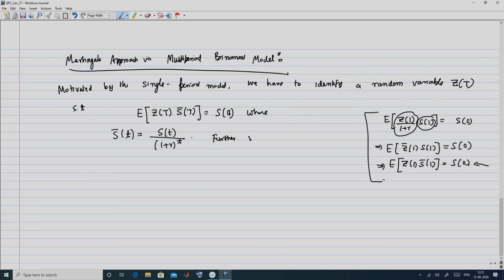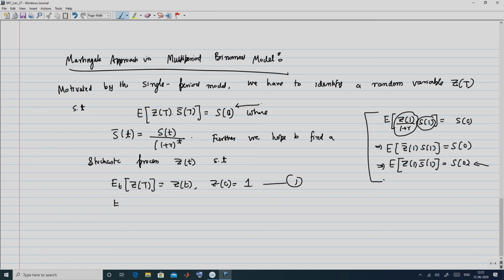Further, we hope to find a stochastic process z of t such that E t of z t is going to be z of little t with z of 0 being equal to 1. And the other relation is E t of z of t S bar of t, this is going to be z of little t S bar of little t for all t less than small t. So, let me call this equation 2.